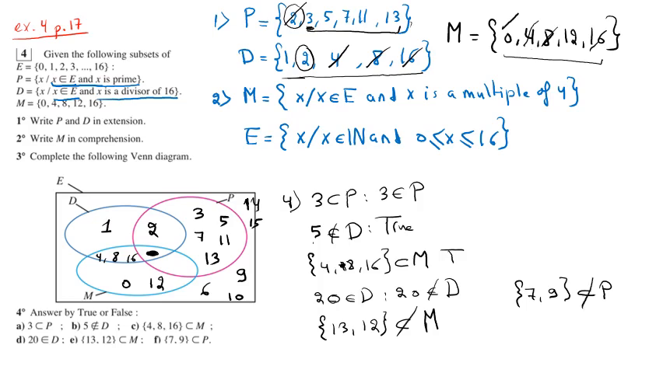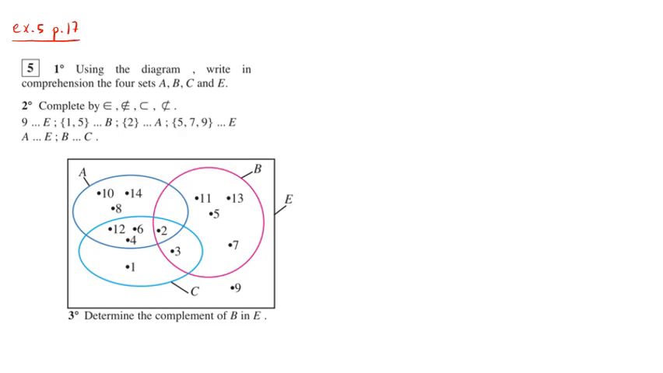is not a subset. In exercise 5, we have, using the diagram, write in comprehension the 4 sets A, B, C, and E. First, I will write each set in extension to see which numbers it contains. We start by the universal set. It contains all the numbers 1, 2, 3, 4, 5, 6, 7, 8, 9, 10, 11, 12, 13, and 14. This is the set E.